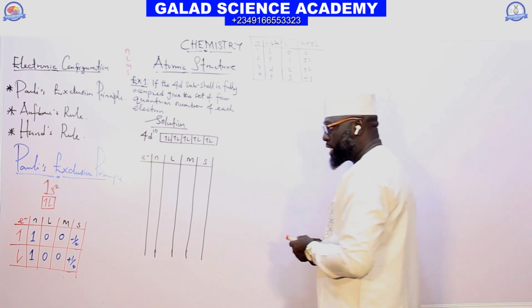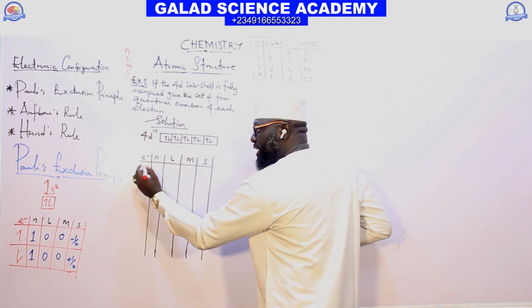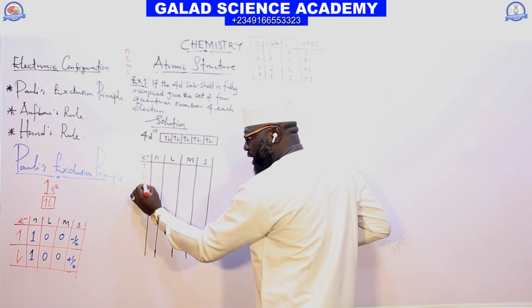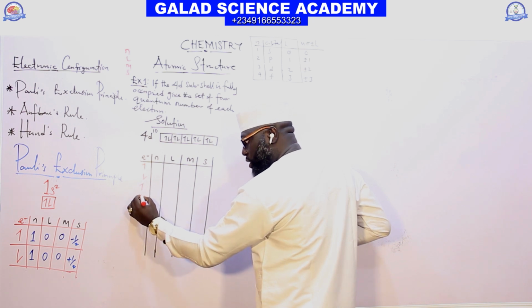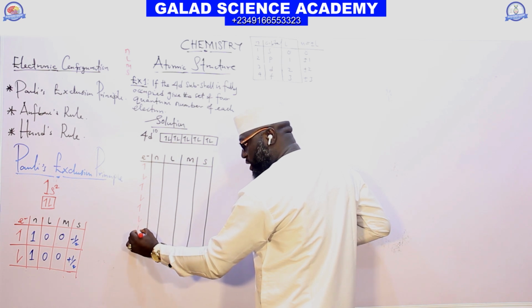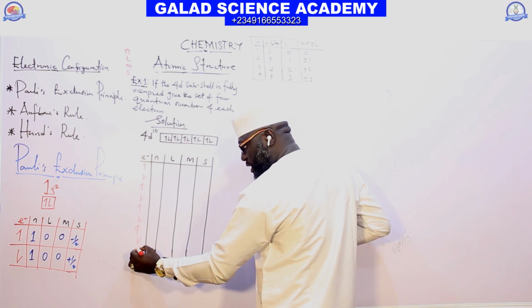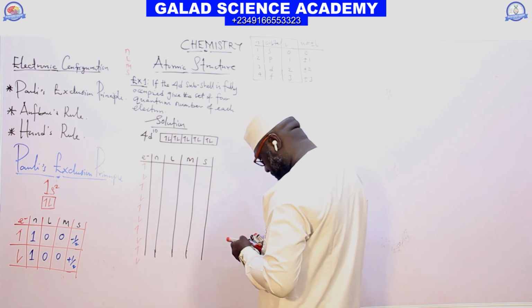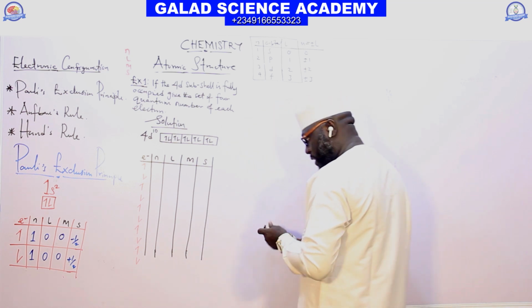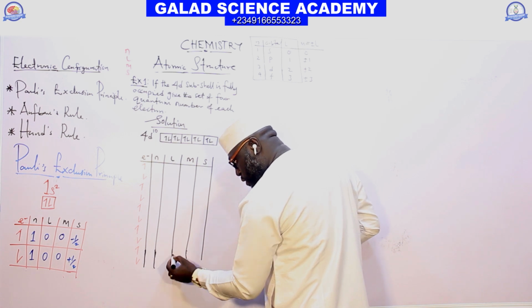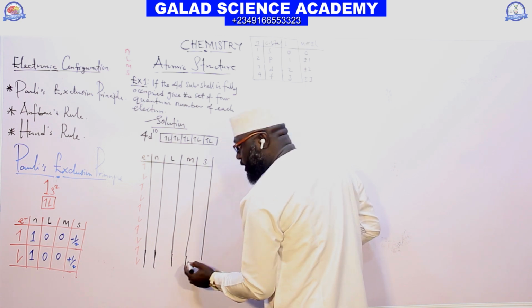You can see how many electrons we have here: 10. This is the first electron, this is the second electron, third, fourth, fifth, sixth, seventh, eighth, ninth, and this one will be 10. So we have 10 electrons.